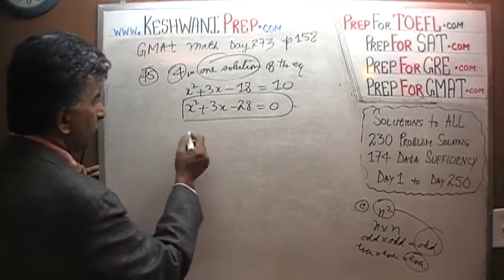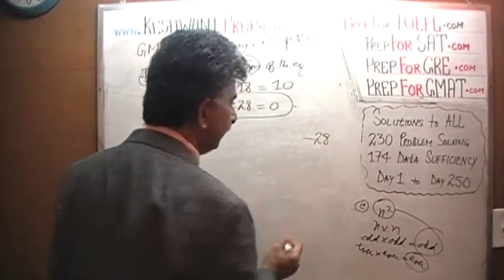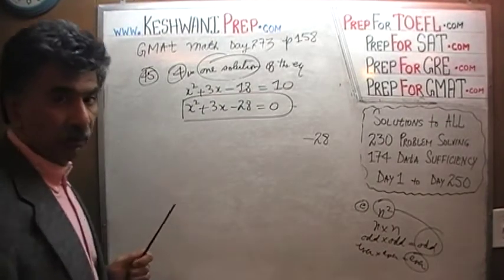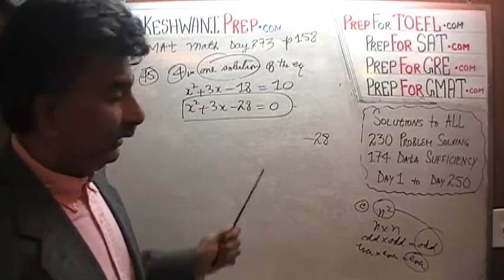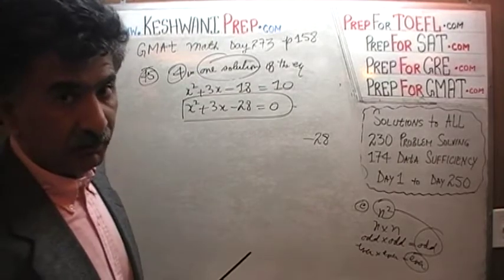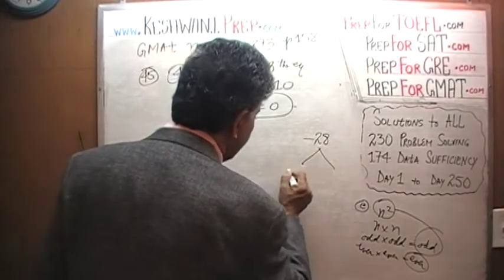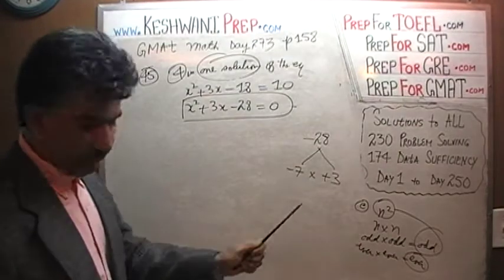Here we go. We're looking for two numbers whose product is negative 28 and whose sum is positive 3. One more time. We're looking for two numbers whose product is going to be negative 28 and whose sum is going to be positive 3. That's the tricky part. You have to think of two such numbers. And those two numbers are going to be negative 7 times positive 4.